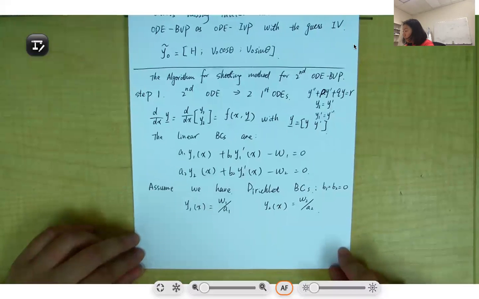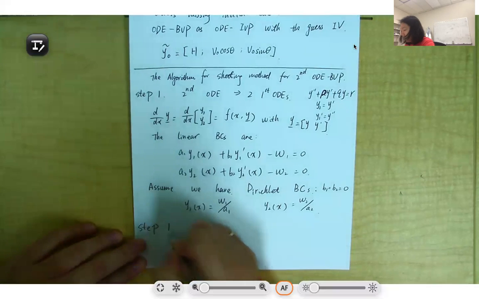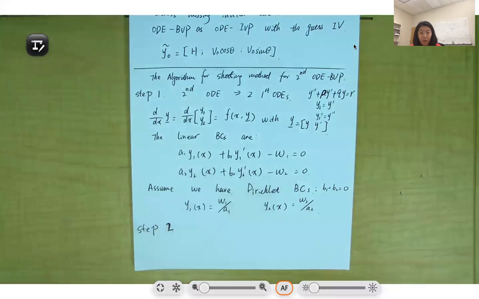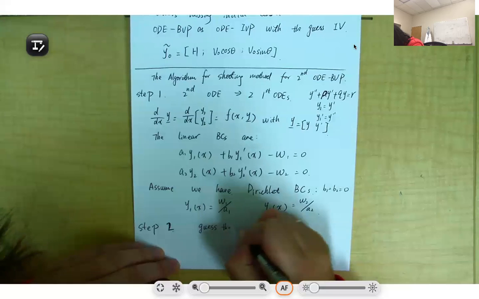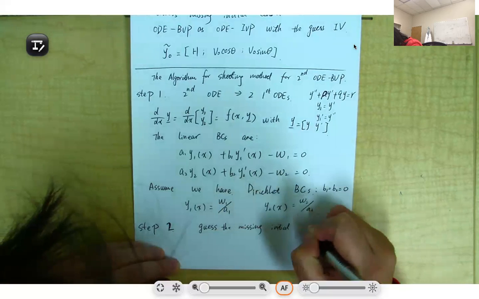Okay, then what is step 2? Step 1 is basically trying to understand the problem: what kind of boundary value conditions and what kind of state space matrices you can have. Then step 2 is related to the shooting method. Since you don't have all the initial values, you try to guess what the missing initial conditions can be. So guess the missing initial conditions.